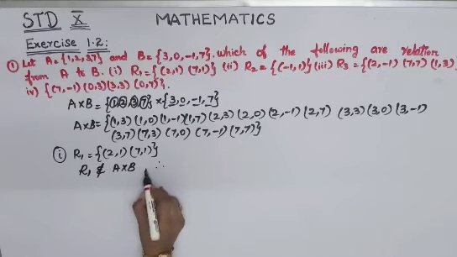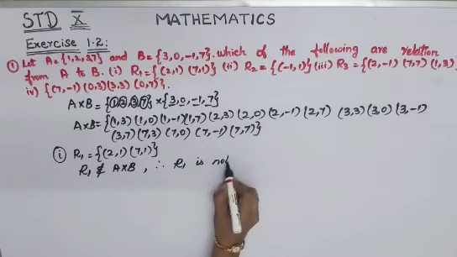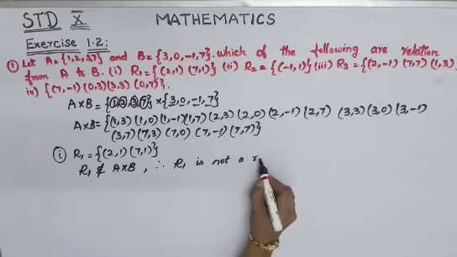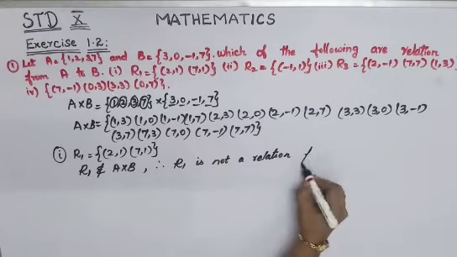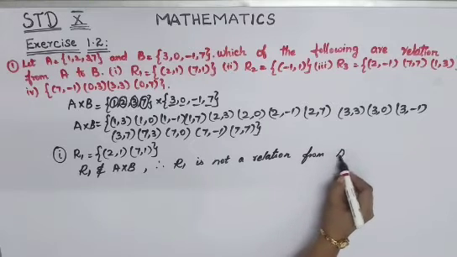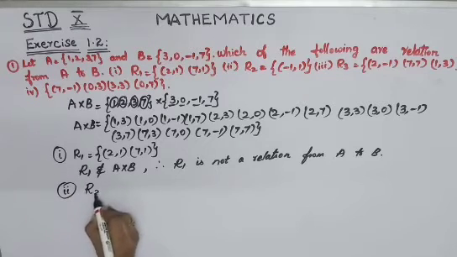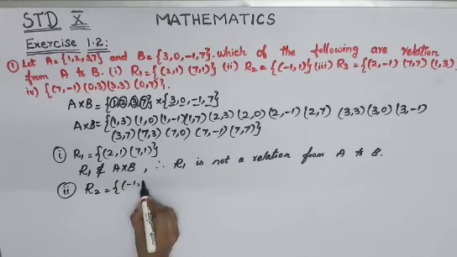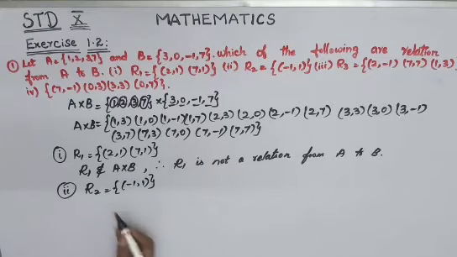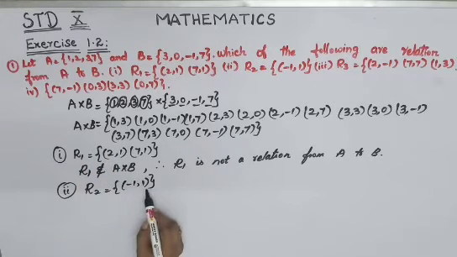Therefore, R1 is not a relation from A to B. Second subdivision, R2 is equal to {(-1, 1)}. So again check over there in your A cross B, that is (-1, 1).